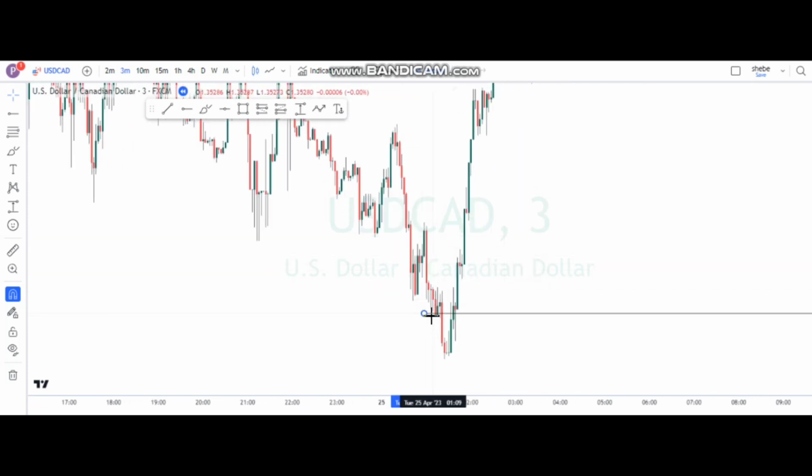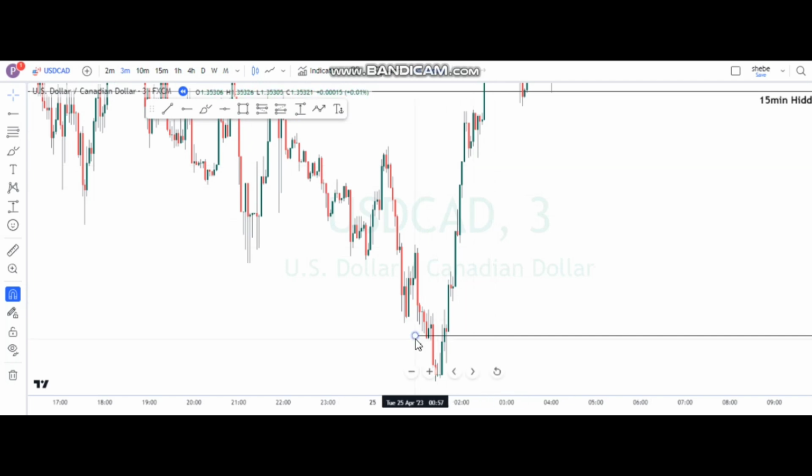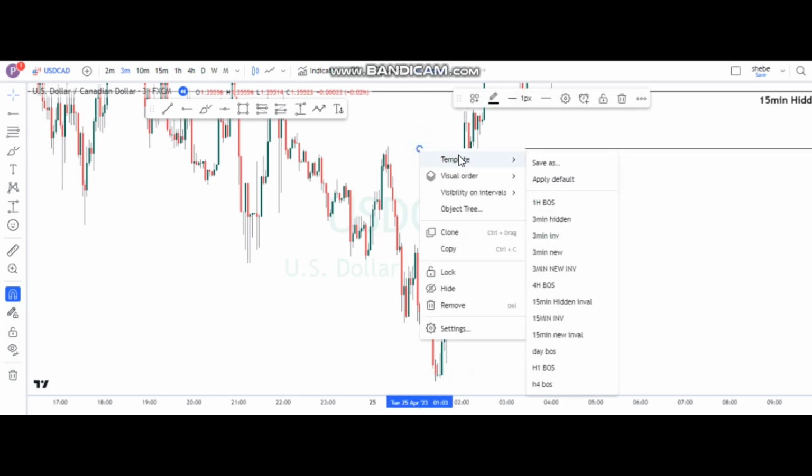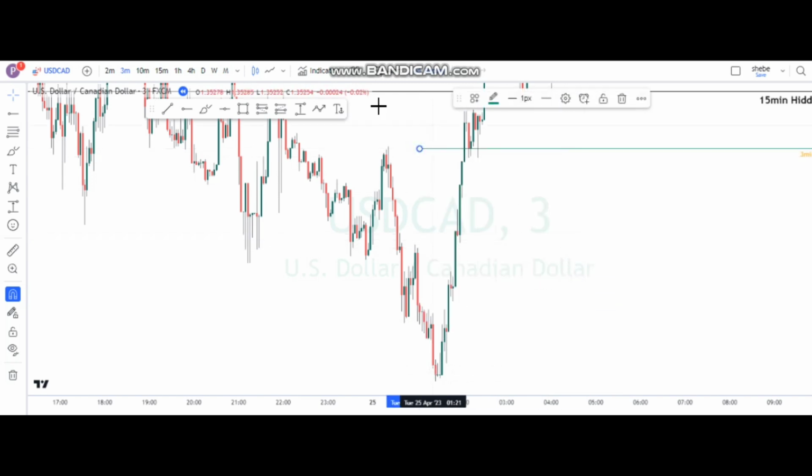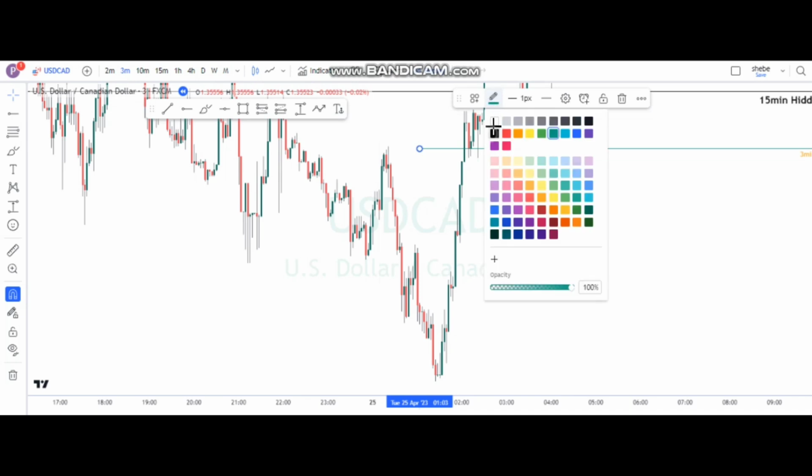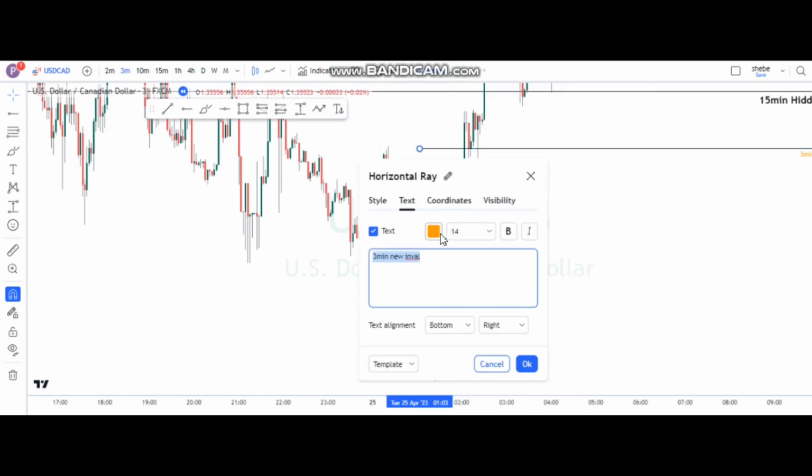But the point is that when the price blocked here, it did not come back, it just ended here. This makes this point our 3 minutes new invalidation point. Let me make it well seen. 3 minutes new invalidation point.